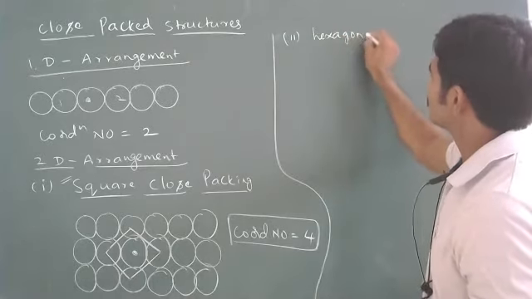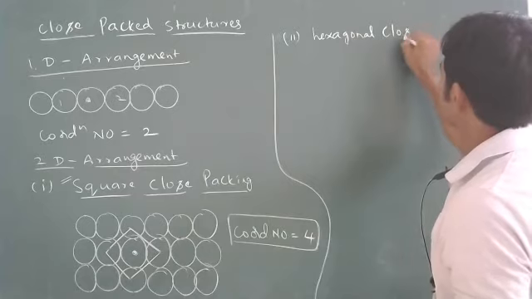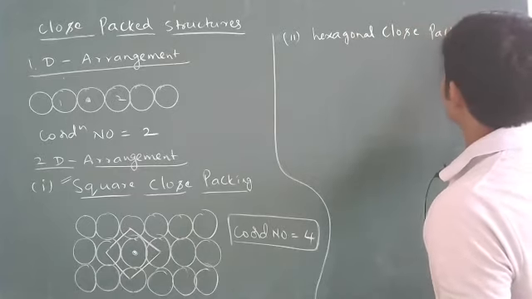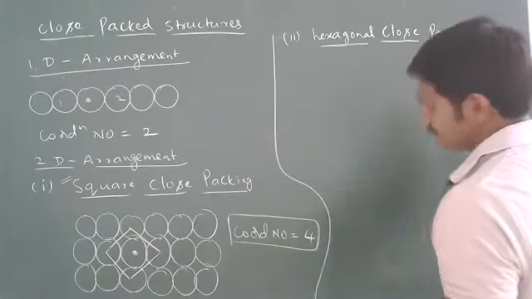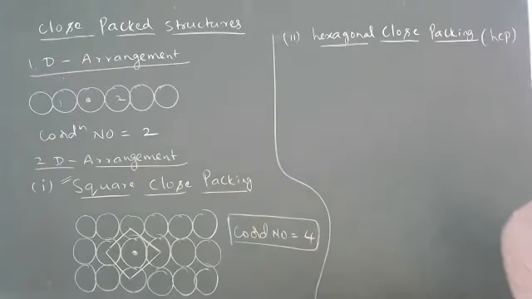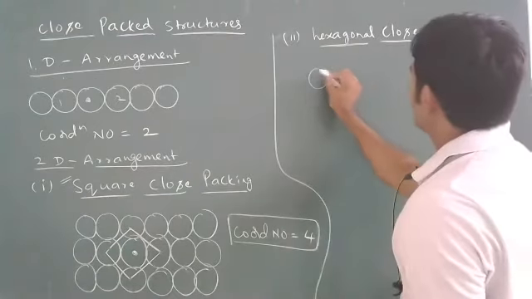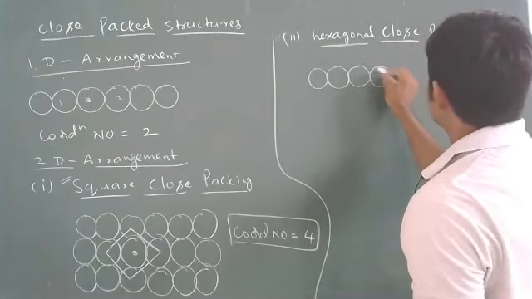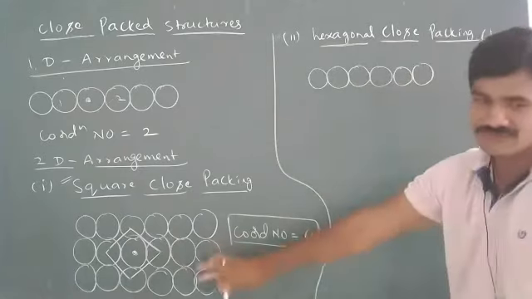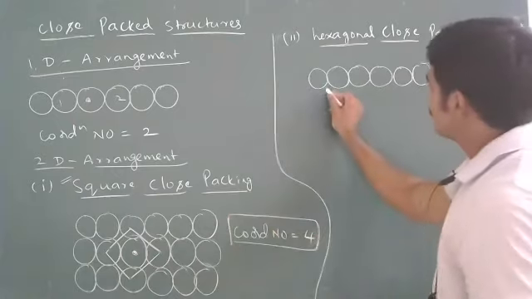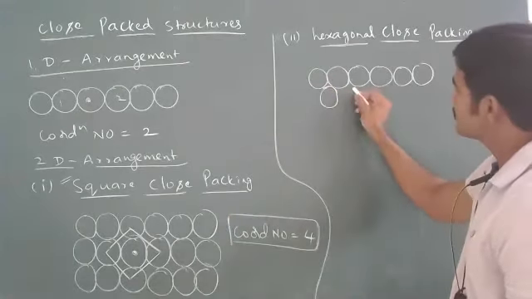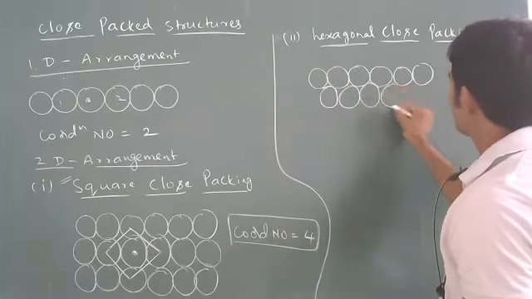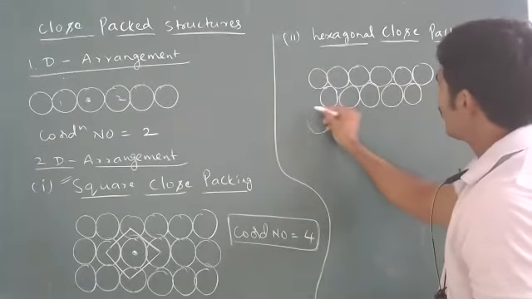Okay. Next, the second one is hexagonal close packing, also called HCP. In this type of arrangement, atoms are arranged differently from the square close packing. We don't arrange the same way. Here, between the 2 atoms, in the depressions, we arrange the atom, as it is a highly close packing.